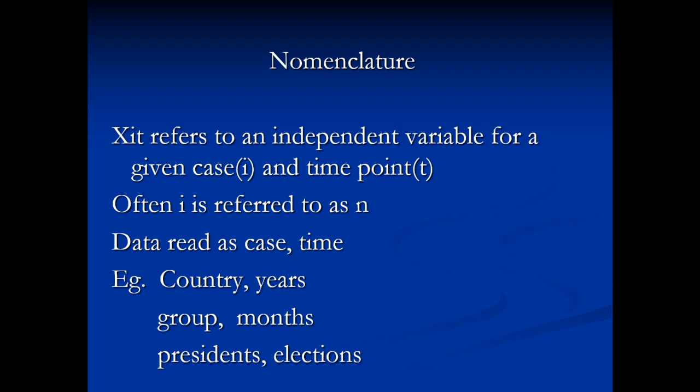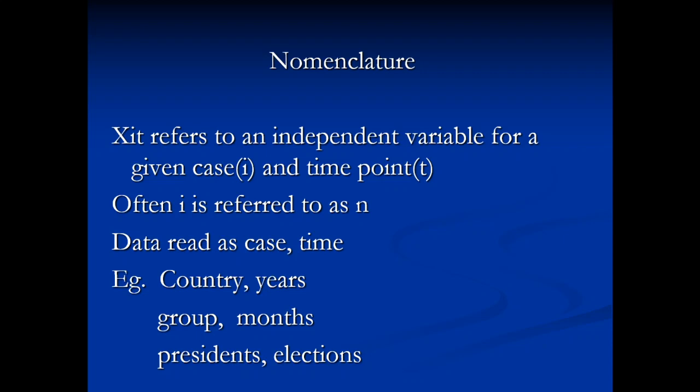If it is Xi1, it means the ith individual in the first time period. If it is Xi2, the ith individual in the second time period. And data is read as case and time, for example, country and years. So if you say X11, then it can be GDP for India in 1990. X12 can be GDP for India in 1991. X13, GDP for India in 1992, etc.